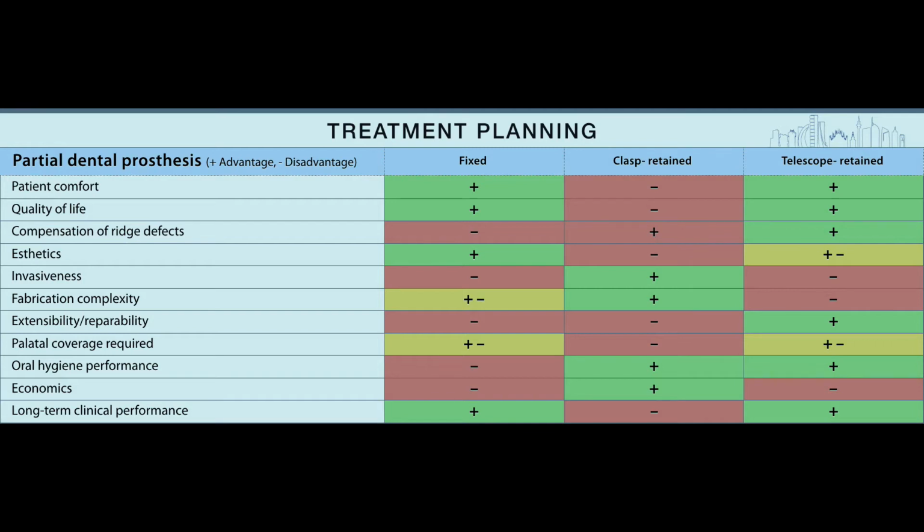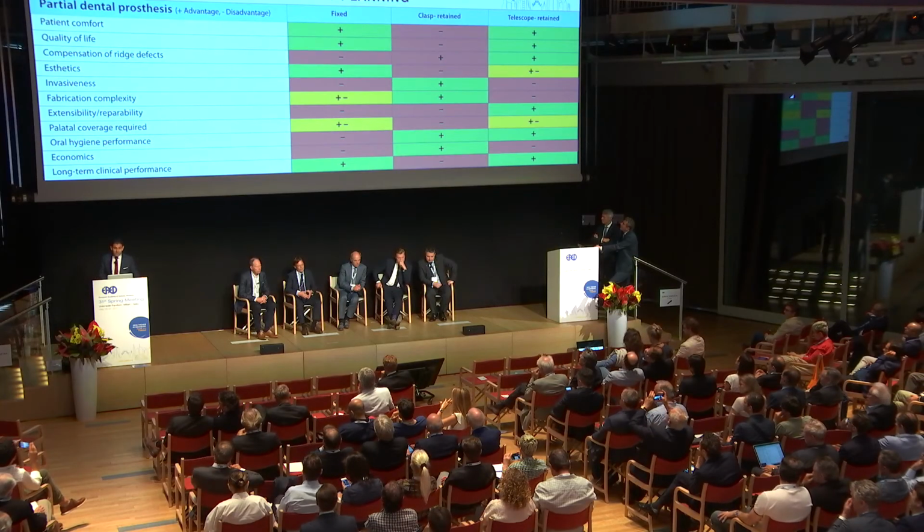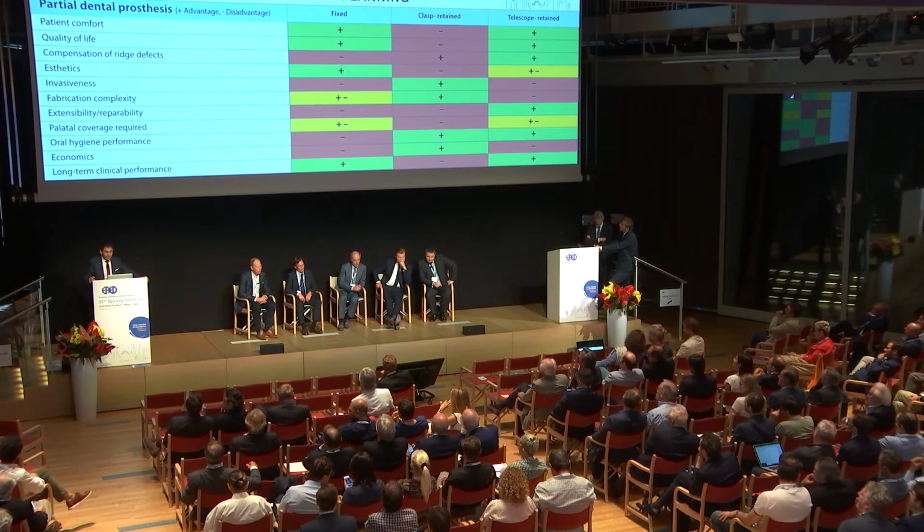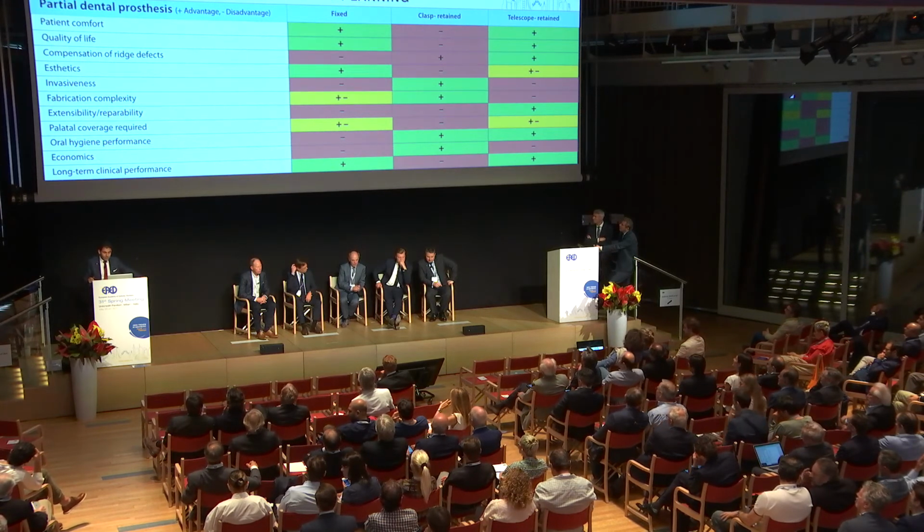Now, in compensation of ridge defects, we do know that if we have loss of the bone in the anterior region, we don't have lip support, you cannot compensate it easily with a fixed rehabilitation. So a removable or telescope retained would be better than having a fixed rehabilitation. Aesthetics are best achieved, of course, given that you have enough bone and soft tissue, with the fixed rehabilitation. As for invasiveness, given that we might need some bone augmentation procedures, then it wouldn't be that easy to go for fixed.